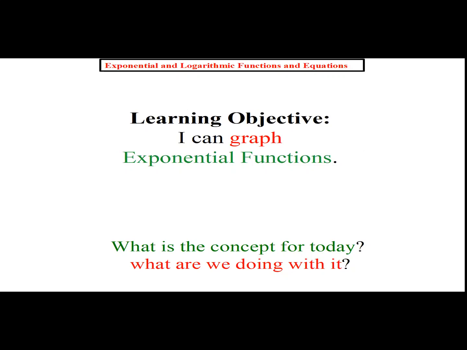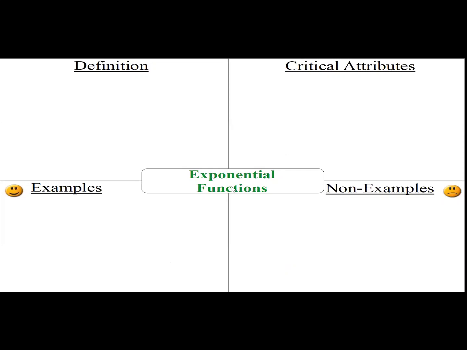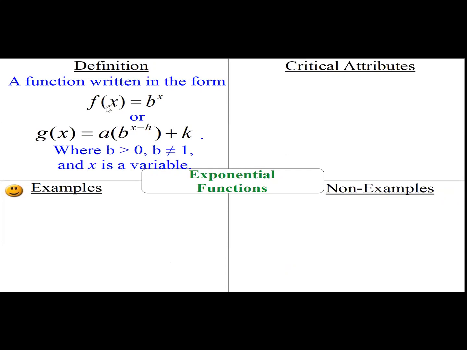Okay. Here we go. So exponential functions, what are they? An exponential function is a function written in the form f of x equals b to the x exponent, or g of x equals a times parentheses b to the exponent of x minus h close parentheses plus k, where b is greater than 0 and b does not equal 1, and x is a variable. And that's a lot. It's a lot to take in, yes. But you'll see how it's fairly simple right now when we get to the practice part.